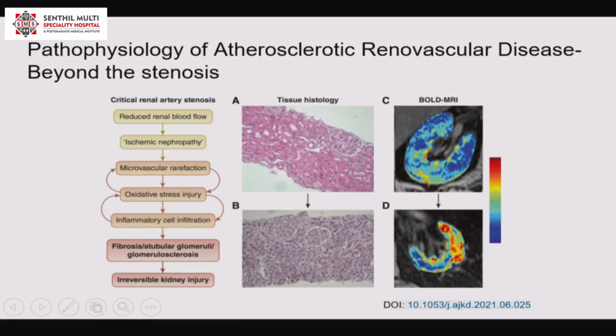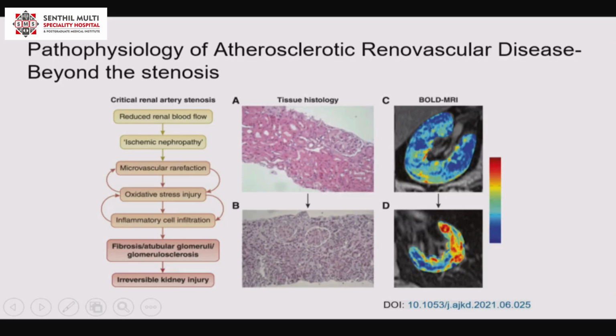The main pathophysiology behind this is that the kidney adapts to hypoxic situations. What happens is there is an ischemic nephropathy, there is microvascular rarefaction, and there is oxidative stress downstream in the kidney. So even if the kidneys are revascularized and the block has been relieved, the kidney function doesn't need to come back to normalcy. It is only the blood pressure and the Pickering syndrome onset that come back to normalcy. There is already fibrosis, atubular glomeruli, and glomerulosclerosis.